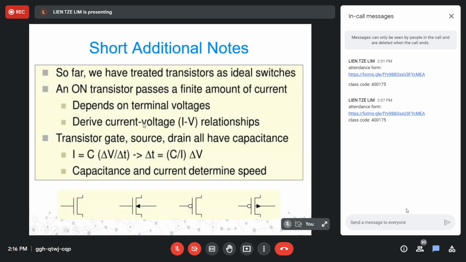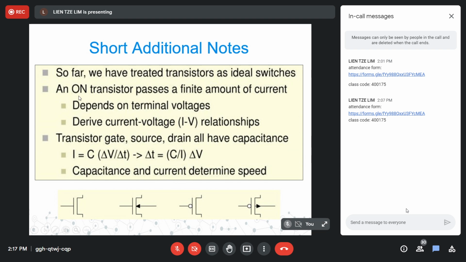Before I go to the parallel plate capacitance and fringing capacitance, there is some fundamental knowledge which I want to mention. I share this with you because I think it will be useful for you to refer to. This is just a short additional note.